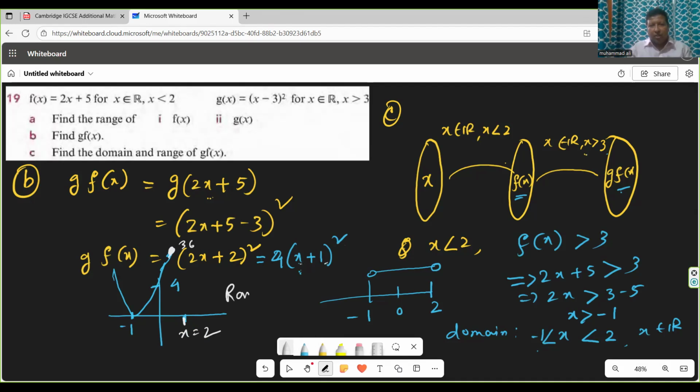So the range: gf(x) belongs to real numbers and gf(x) is greater than 0 but less than 36. Very important here, because we have to put values between −1 and 2. When you put here x value −1, y value is 0. So this is the lowest value of this composite function. When you put x value 2, gf(x) is 36. So number 19 is completed.